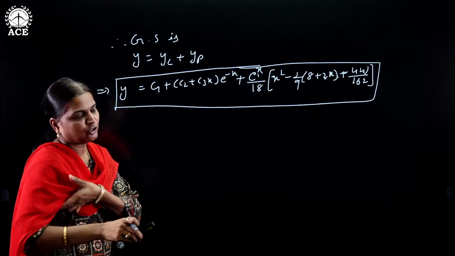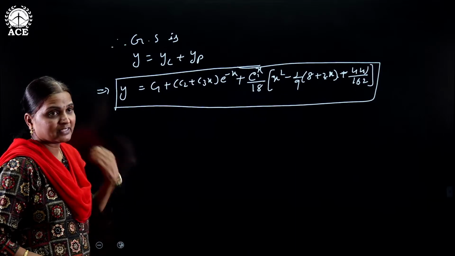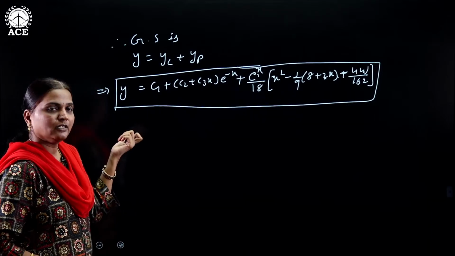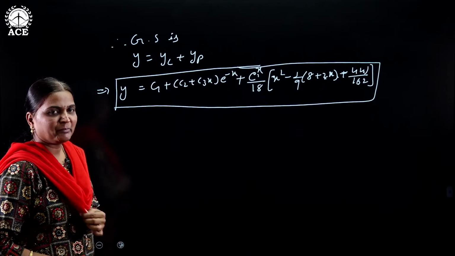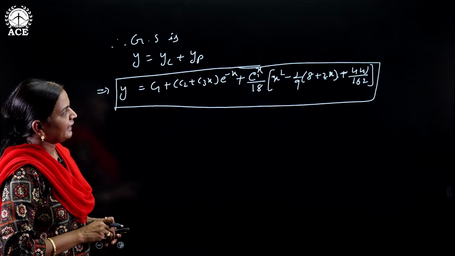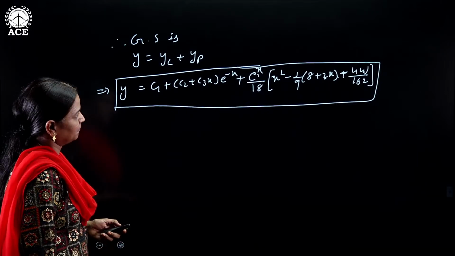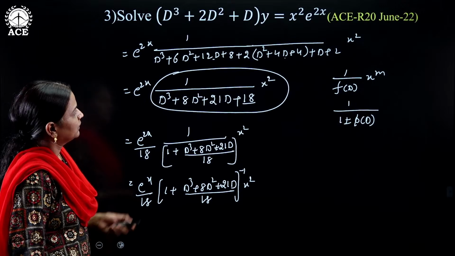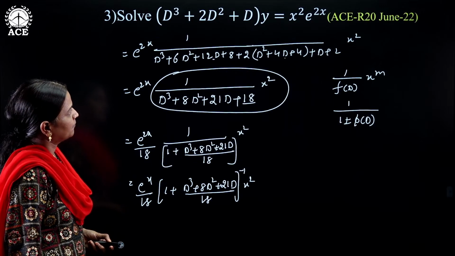This is the required solution. So these are the problems, previous questions from the fourth method. That means when Q of x equal to e power ax into V of x. This is the solution.